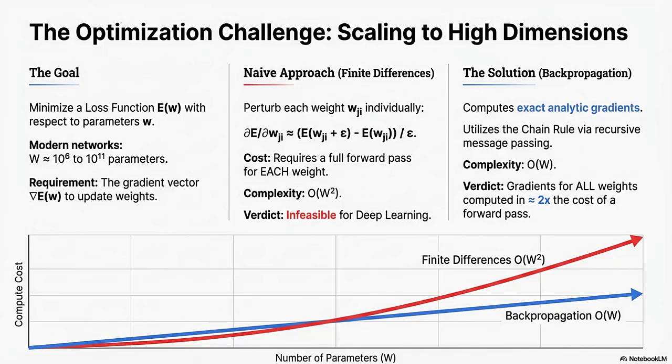This is where backpropagation comes in. With a linear complexity of O of W, it computes the exact gradients for all parameters in a single, incredibly efficient pass. The cost scales with the number of parameters, not its square. This chart really puts that efficiency gain into perspective, doesn't it? The difference between quadratic and linear complexity isn't just a small improvement. It's the fundamental algorithmic leap that makes modern deep learning practical. Without this, the AI revolution as we know it simply wouldn't exist.